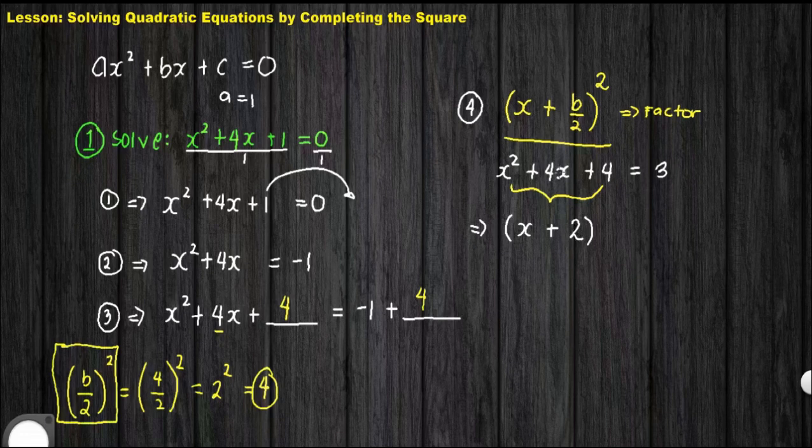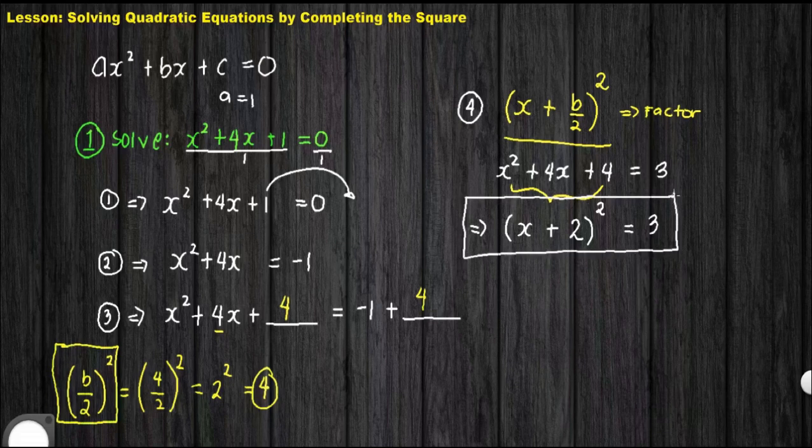Yung b natin is yung 4. Yung 4, dinivide ko sa 2. That is 2. Quantity squared. Okay? Then, equals 3. Yung value sa right side. Okay, I'm sure familiar na tayo dito sa format na to. Pero hindi pa yun ang final answer, no?